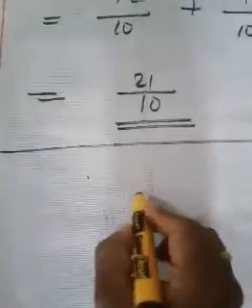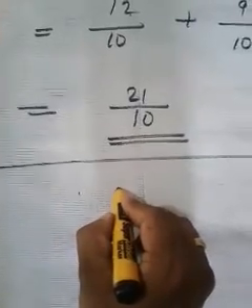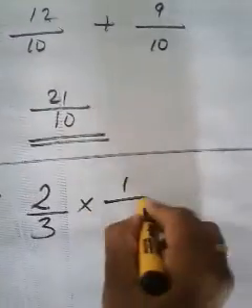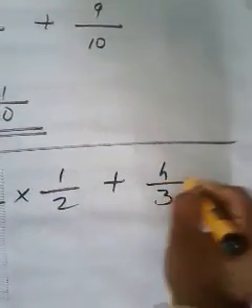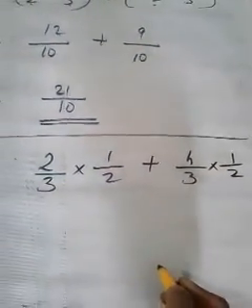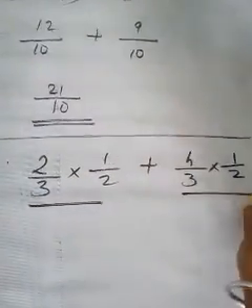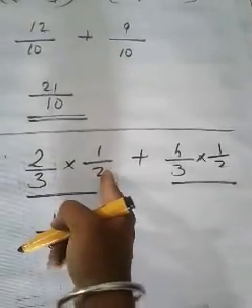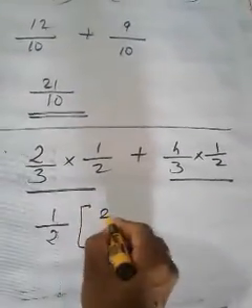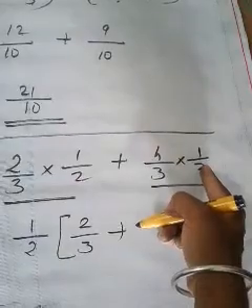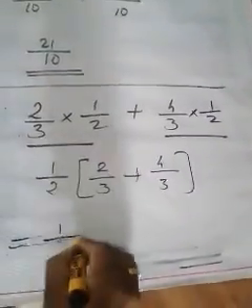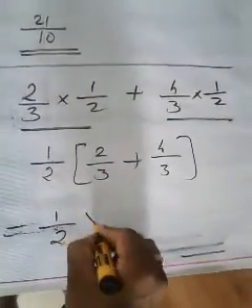And another question is: calculate 2/3 into 1/2 plus 4/3 into 1/2. Suppose this is your question. How can we calculate? Separate it as two terms; which is common in both terms? 1/2 is common, take it outside. When I take 1/2 outside from this term, what will remain? 2/3 will remain. Plus, if you take 1/2 outside from this term, what will remain? 4/3 will remain. Then what can we do? 1/2 as it is. If there is no sign, just write it as multiplication.